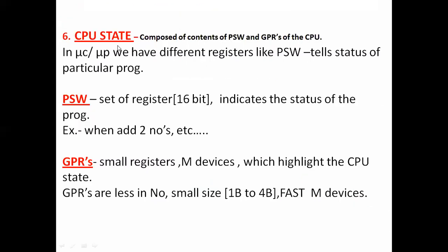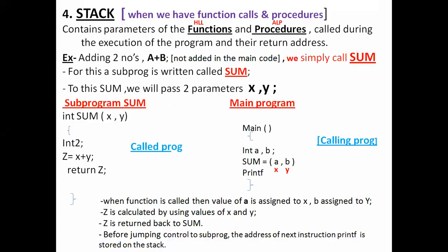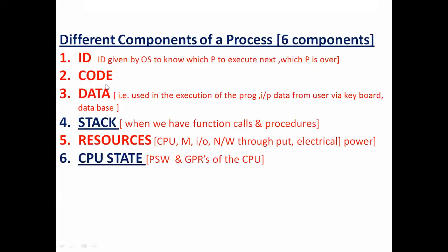So till now, what we have seen is regarding the different components of the process. And I think this is a very important question in module 2: explain the different components of the process. According to your syllabus, you have 6 different components of process. Those are the unique identification number for each and every process that has been assigned by the operating system to all the processes. Second one is the code, third one is the data, fourth one the stack, and fifth one the resources.